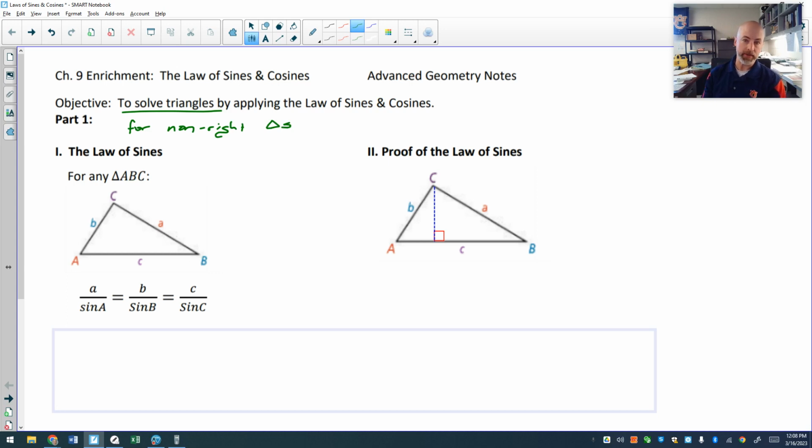Now, these techniques do work for right triangles. But if you have a right triangle, it's easier to just channel your SOHCAHTOA and solve that way, because these formulas are a little bit more complex.